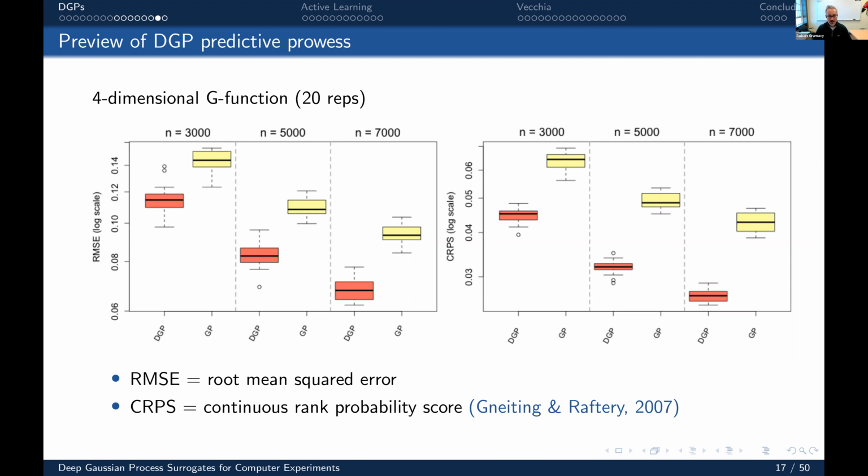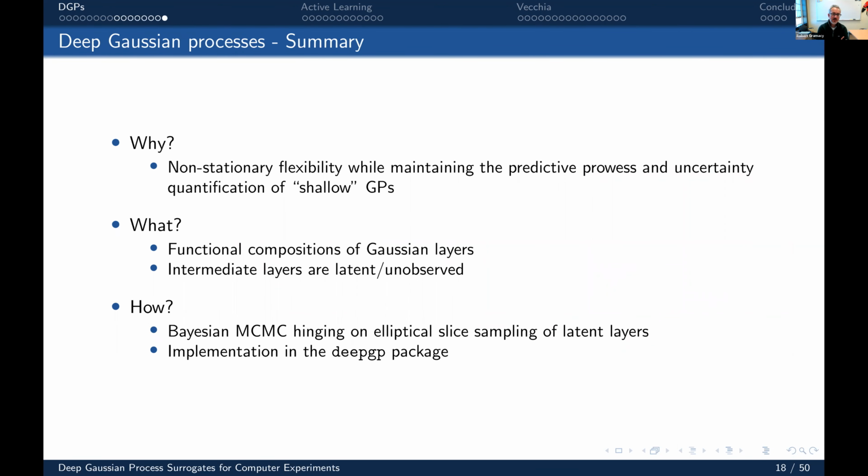Okay, so here's what I told you. You need a non-stationary flexibility for some response surfaces, and deep Gaussian processes are a good way of getting them. They're functional compositions of Gaussian processes where we infer the intermediate layers through elliptical slice sampling. And everything that I've shown you is available in our R package.